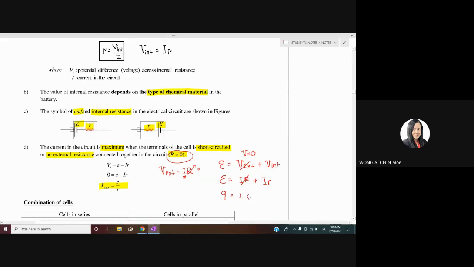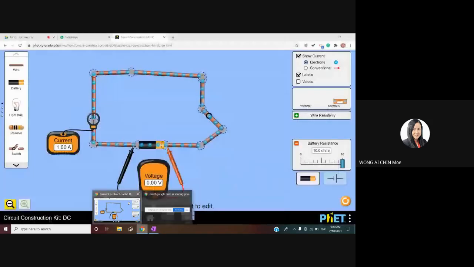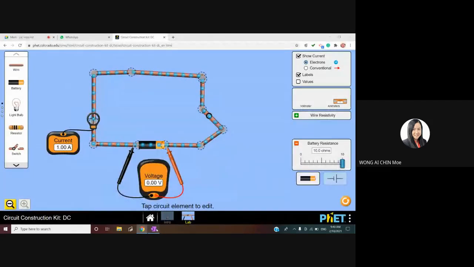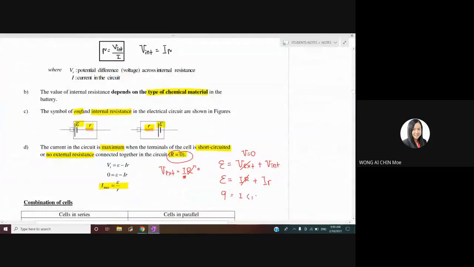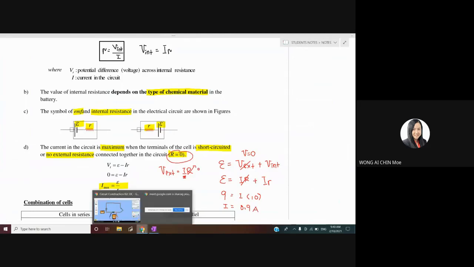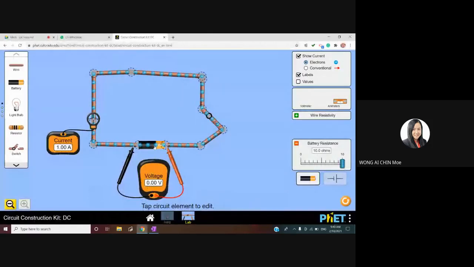If your R just now, what is the value of the external? 10 ohm. If your internal is also 10 ohm, meaning that your current will equal 0.9 ampere at that moment. I changed it to 9, just now the battery is actually 9 volt. So if you refer back, the current is 0.9. So at that moment, you will get the maximum current. If you don't believe, you try again.